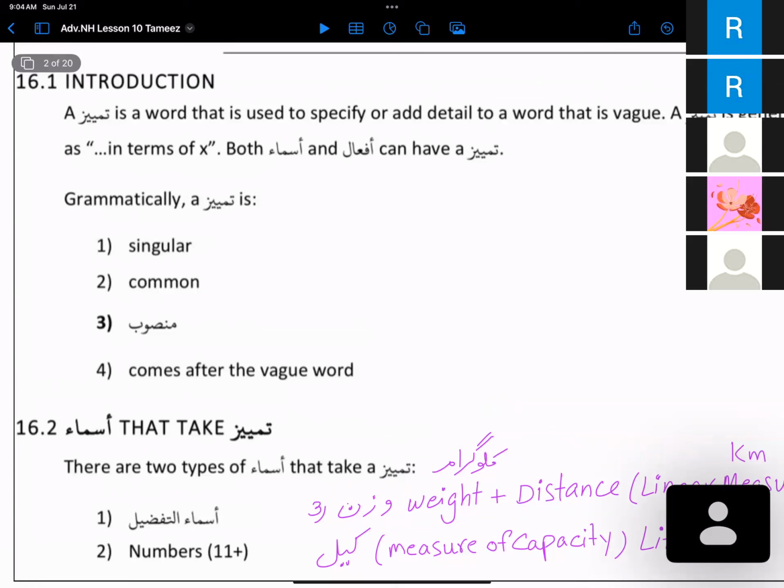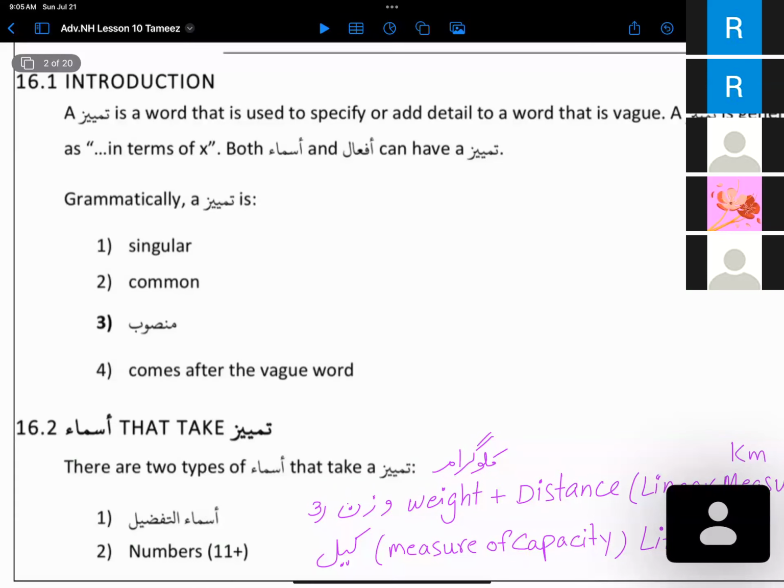Asma that take tamyiz, there are two types of asma that can take tamyiz. One is asmaul tafdil. We are familiar with ismu tafdil, right? Like we say, you are greater than, or better than. So after these kinds of words, ismu tafdil, we're going to find one singular common ism, which is going to be mansub, and that would be the tamyiz. To clarify, because when I say I am better, you're going to ask me in what sense you are saying it, right? So I need to bring tamyiz after that.